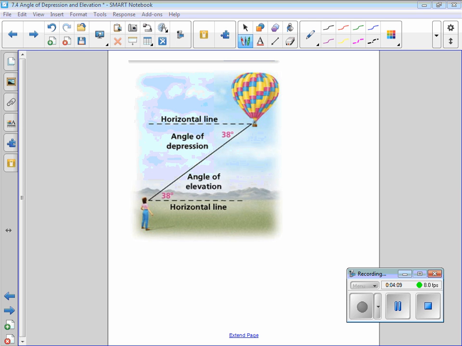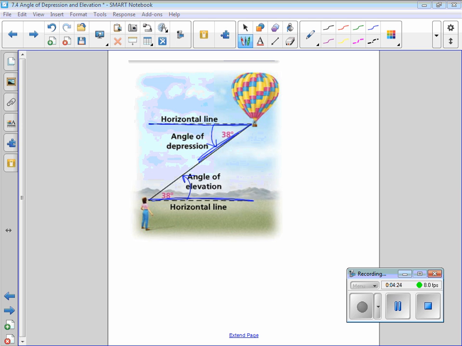Okay, so the angle of depression is formed by a horizontal line and a line kind of going down. That's the angle of depression. In this problem, it's 38 degrees. The angle of elevation is a horizontal line and going up.